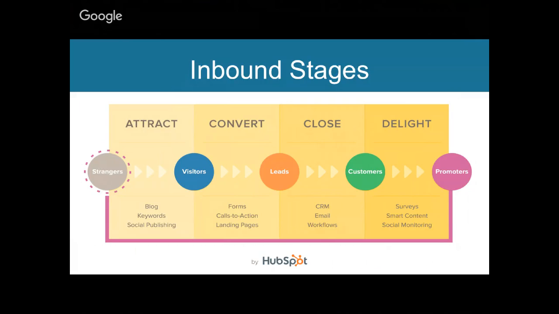So for attract, you want to use blogs, keywords, inside of blogging, inside of content, the traditional SEO, and then social publishing. And that drives visitors. Convert uses forms, calls to action, landing pages to change visitors into leads. And then to close folks, you use your CRM system, your customer relationship management system, email or workflows. The idea that when someone receives an email, maybe 2 days, 3 days later, depending on how they respond, they'll get some sort of a response from you automatically. And that turns your leads into customers.